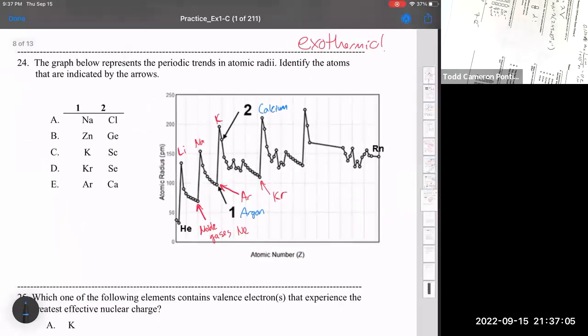Right. So choice E. You could also, technically speaking, just count with this one. So element 1, 2, 3, 4, 5, 6, 7, 8, 9, 10, 11, 12, 13, 14, 15, 16, 17, 18 is argon. 19, 20 is calcium. That works here too.